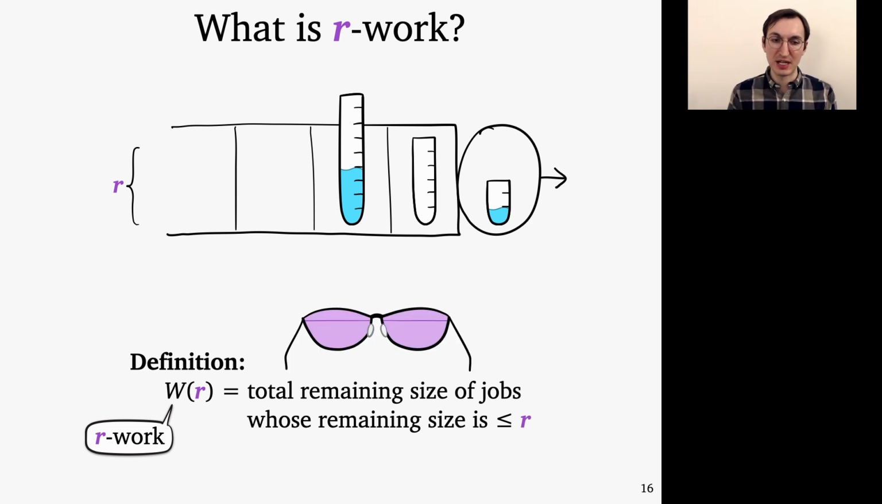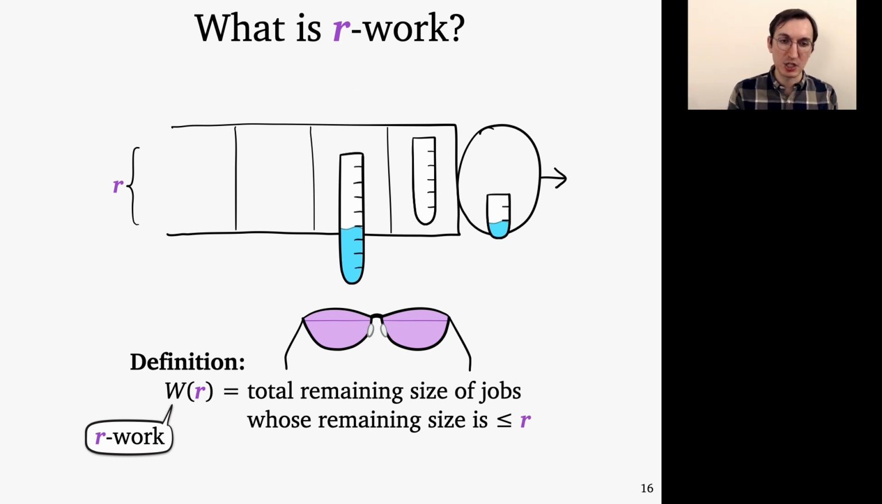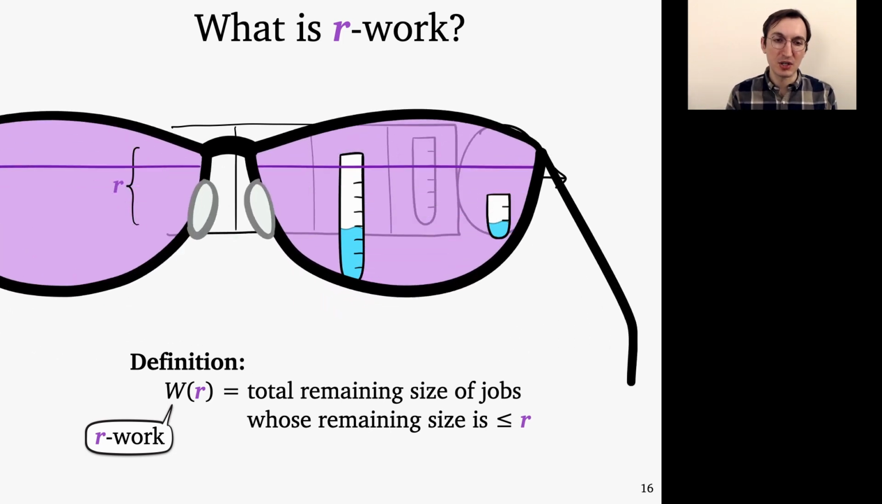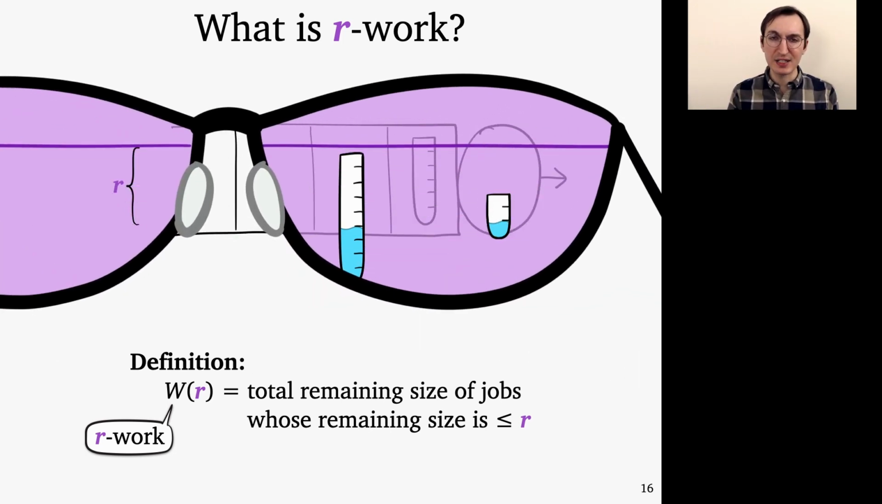So I like to visualize R work as follows. I've got some threshold R glasses. Let me align the jobs by remaining size. And so when I put on these glasses, they're going to hide the jobs that have remaining size above the threshold R. If I look at all the jobs that I can see through the glasses and I add up their remaining sizes, that's R work.